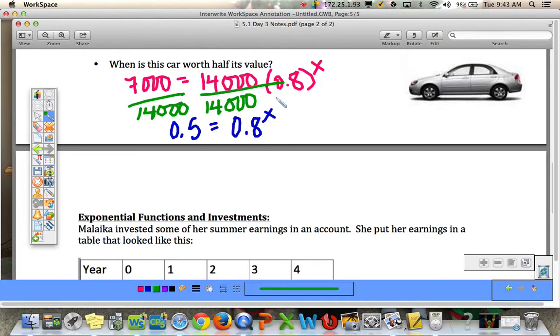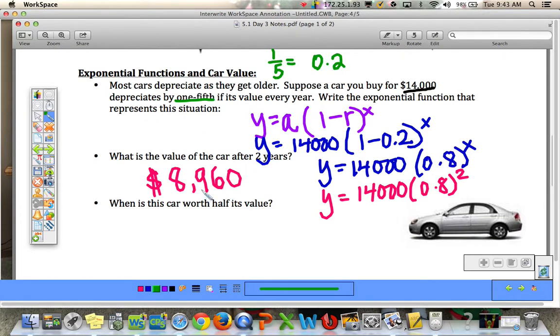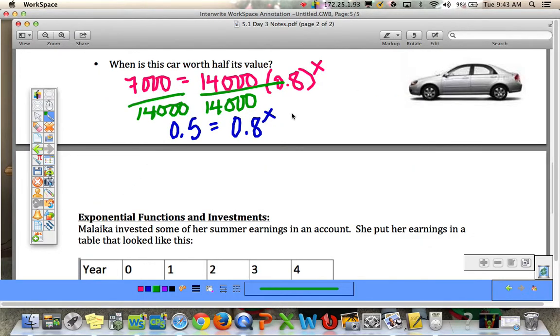We can use an educated guess and check because we know that after 2 years the car's worth 8,000. So we know it's more than 2 years for the car to be less than that, 7,000. So we're going to use guess and check. We'll just pick a number. So let's try 0.8. Let me pull up my calculator.